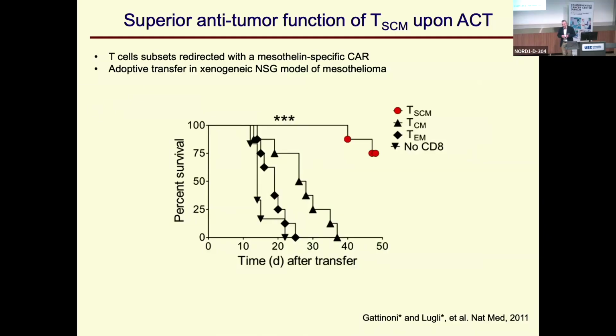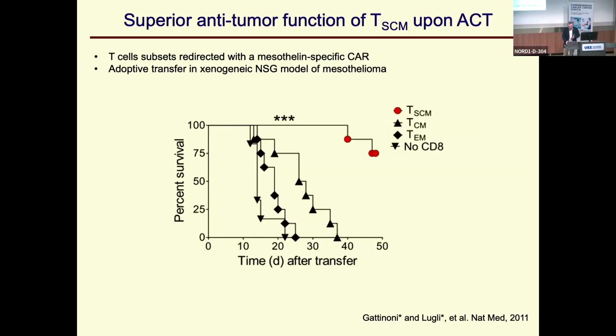If we transduce them with a chimeric antigen receptor, in this case an anti-mesothelin CAR, and put them in xenograft mice having human mesothelioma, we have a much better anti-tumor immune response than with the conventional central memory cells and the effector memory cells.